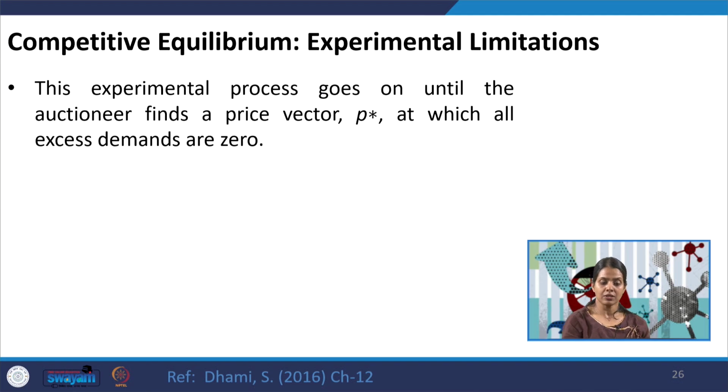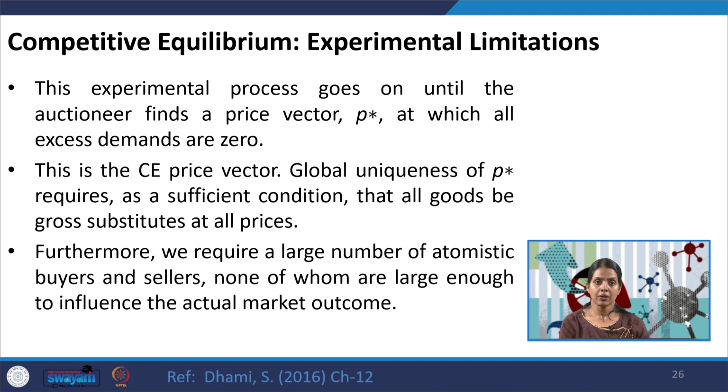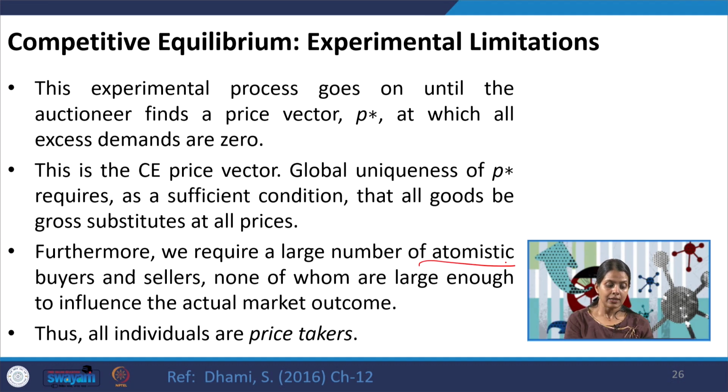This experimental process goes on until the auctioneer finds a price vector P star at which all excess demands are 0. This is the CE price vector, or competitive equilibrium price vector. Global uniqueness of P star requires as a sufficient condition that all goods be gross substitutes of each other at all prices. Furthermore, we require a large number of atomistic buyers and sellers, none of whom are large enough to influence the actual market outcome. So, these are typical assumptions under perfectly competitive markets, where we assume there are infinite numbers of very small buyers and sellers, which are basically written in different language here. Thus, all individuals are price takers, be they buyers or sellers.